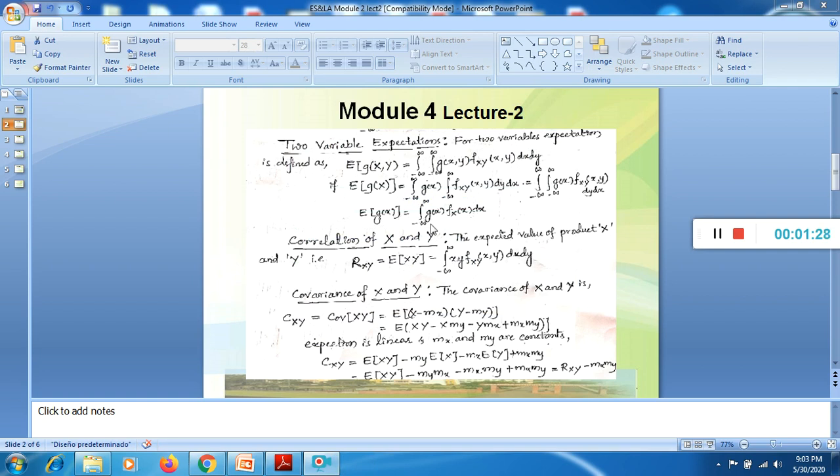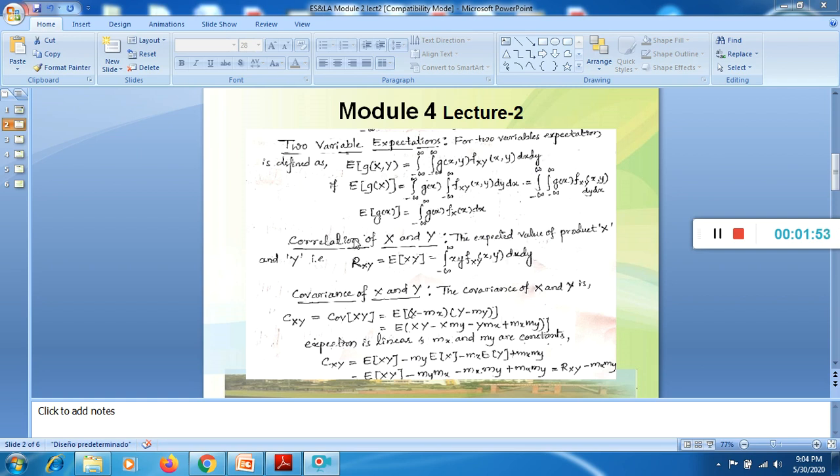Now if we have two variables and we are finding the expectation of g(X), then we get g(x) here with the joint probability density function. And if it is just g(x,y), then we get g(x,y) with the joint probability density function.